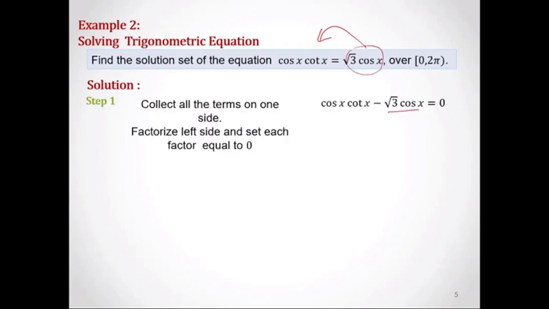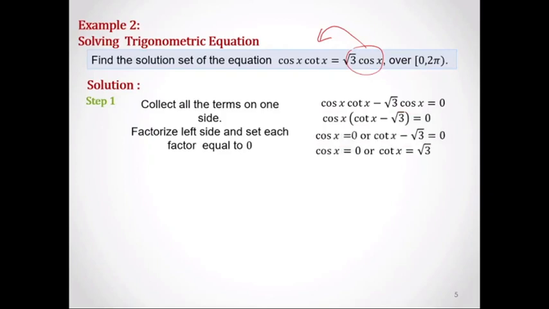You'll get this one. And here cosine x is a common factor, so you can factor it. Then after you factor it, you get two equations: cosine x can be equal to 0 here, or cotangent x minus square root 3 is equal to 0. Now, cosine x equal to 0, or cotangent x equal to square root 3.